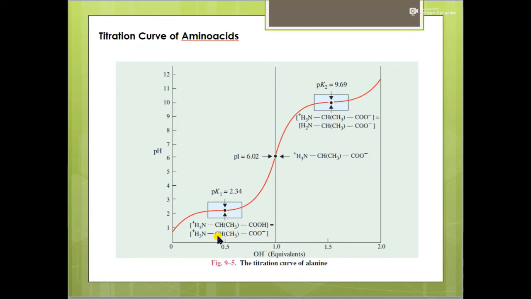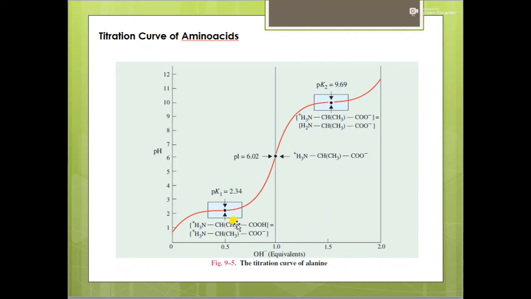As the pH is changed by adding hydroxyl equivalents, when you increase the hydroxyl quantity, the pH increases. When the pH becomes around 2 point something, you can see that they are at equal concentrations.